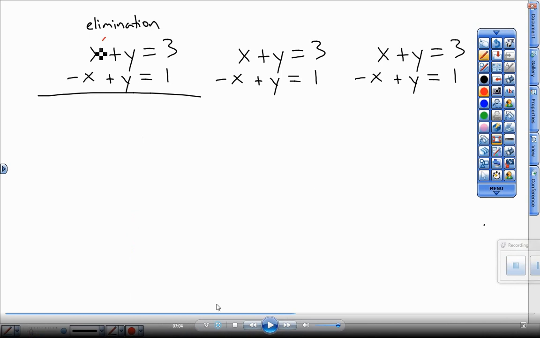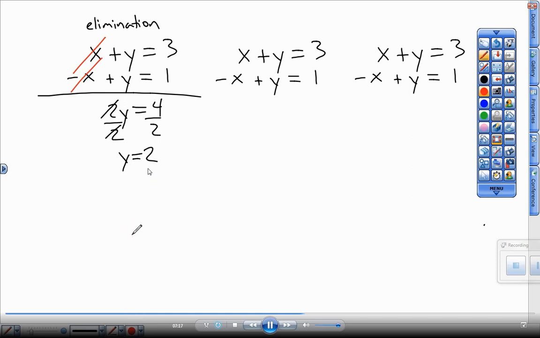Alright, for elimination method, again, adding straight down, this is set up for elimination because the x's cancel. Y plus y gives me 2y. 3 plus 1 gives me 4. Divide by 2. That gives me y equals 2.